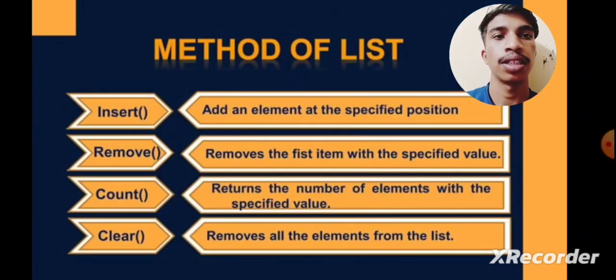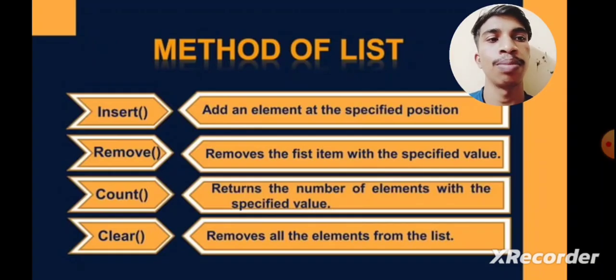Methods of list. Insert: adds an element at the specified position. Remove: removes the first item with the specified value. Count: returns the number of elements with the specified value. Clear: removes all the elements from the list.